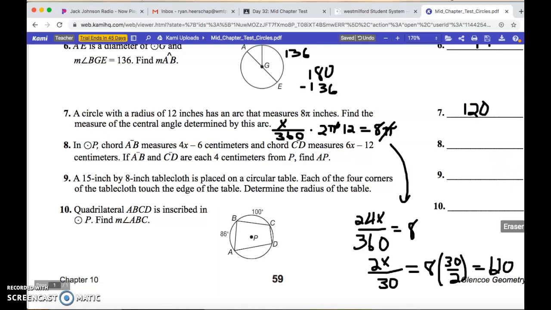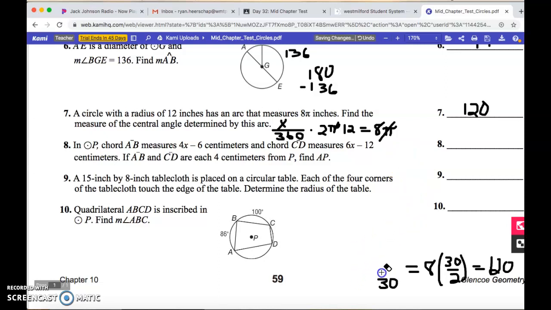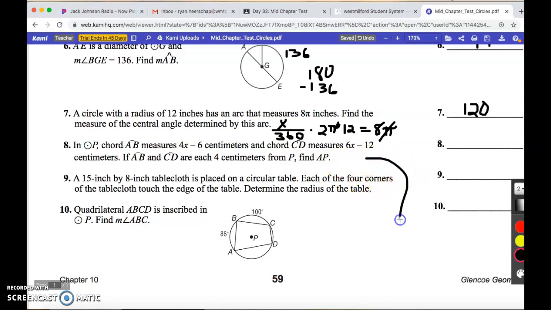All right, let me erase this so I get some room. Then number 8, let's see. So you've got two chords. The chords here are 4x minus 6 and 6x minus 12. And if they're both the same distance from the center, the chords are the same length.